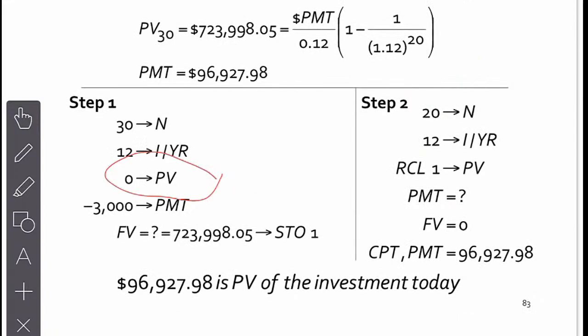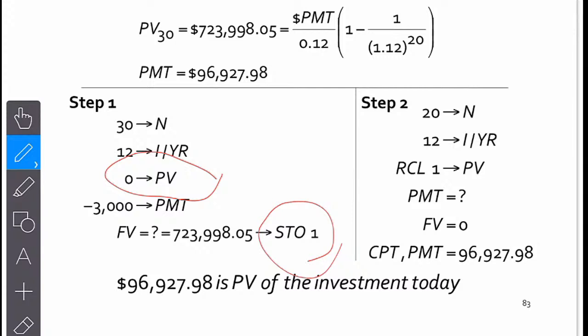Questions? Since this problem has 2 parts, I'm going to take advantage of the storage keys. I'm going to store that value in my storage slot 1. Now that amount is what I have in the future, $723,998.05 to draw from. How do I draw from that?